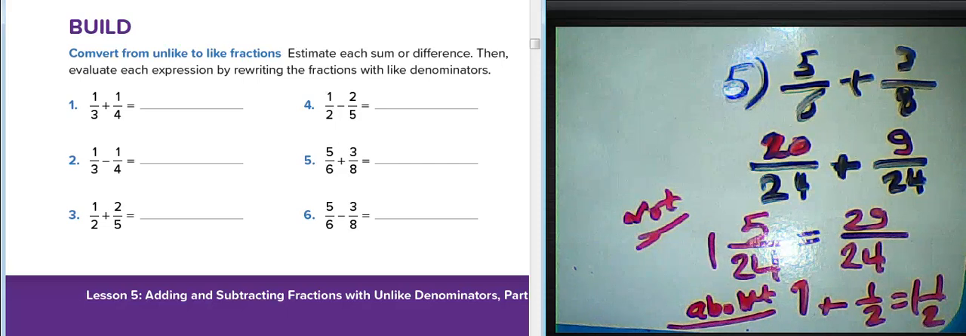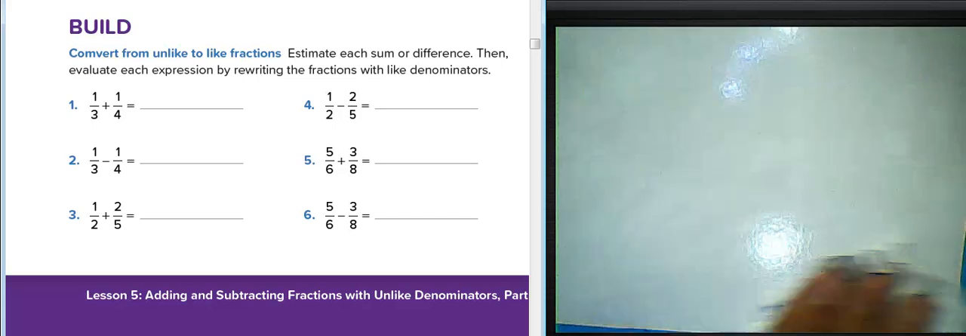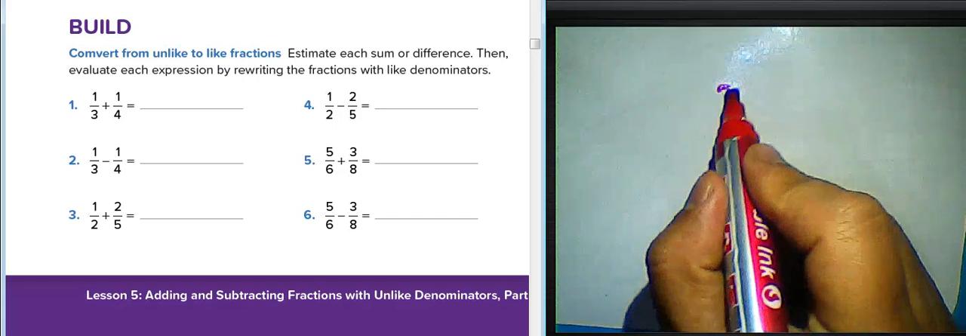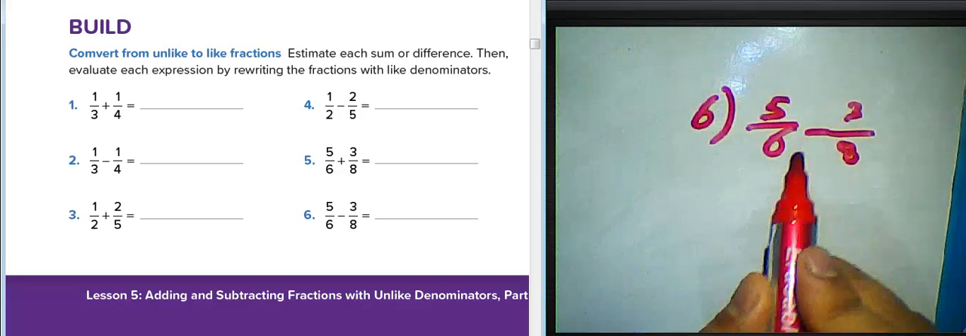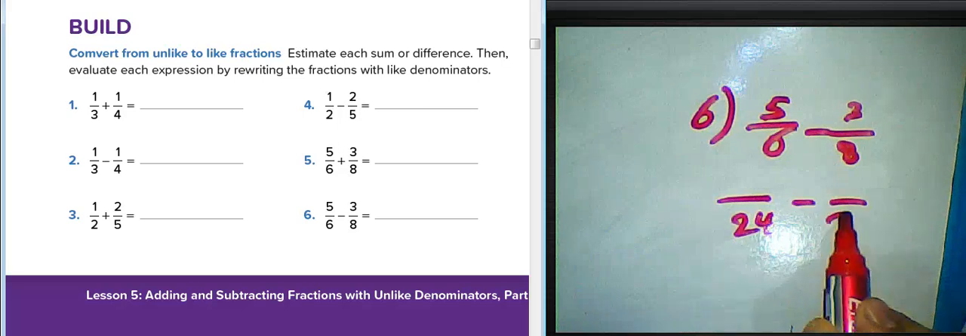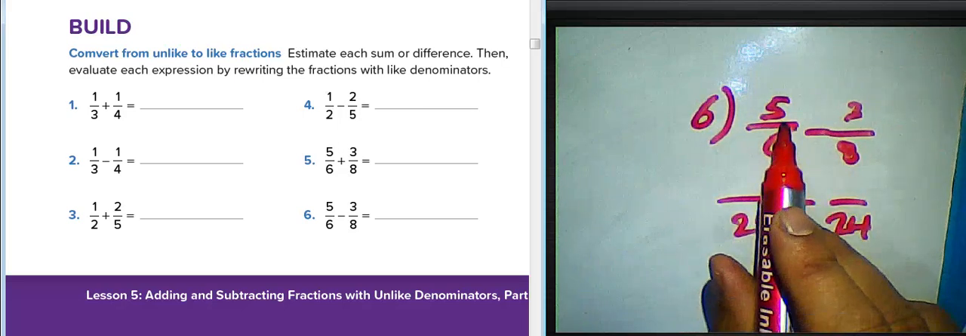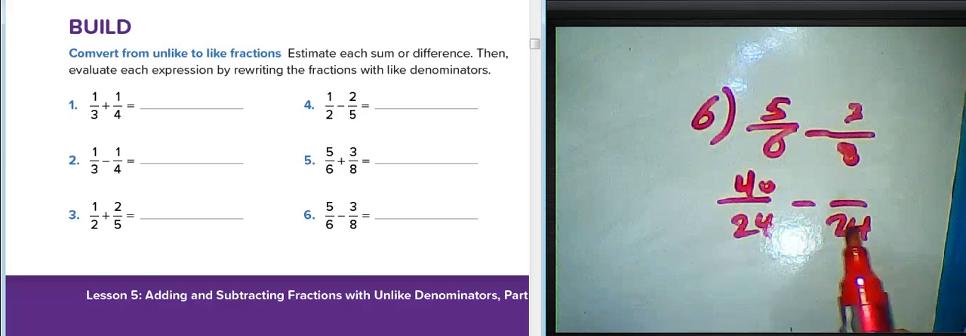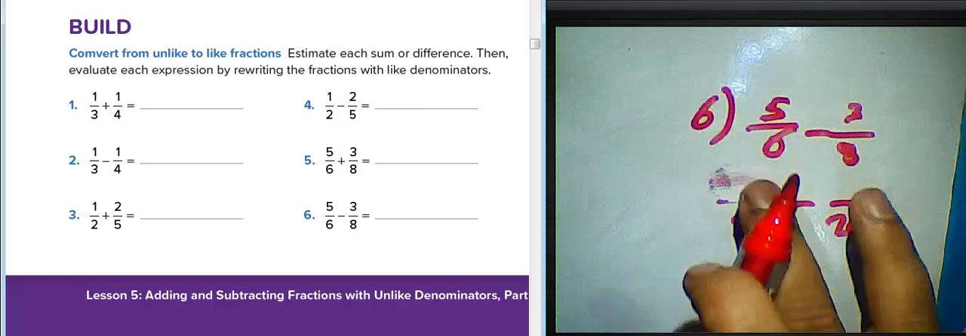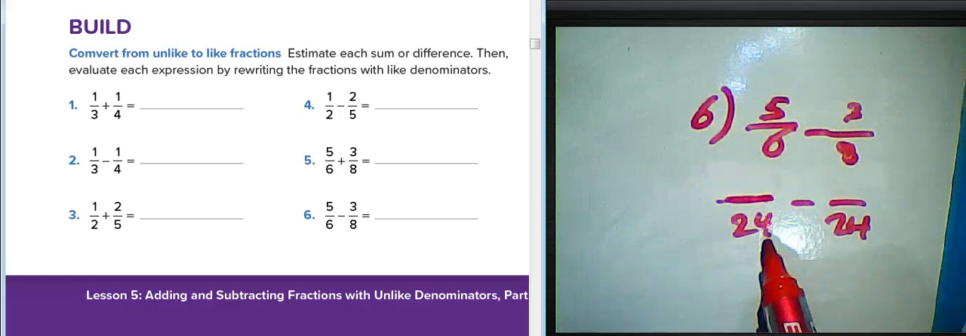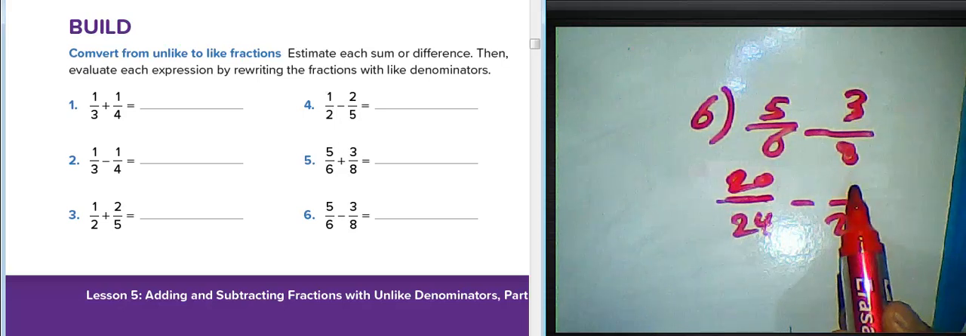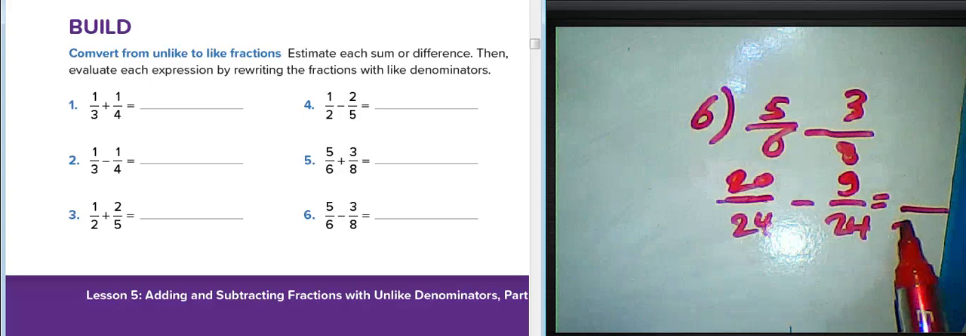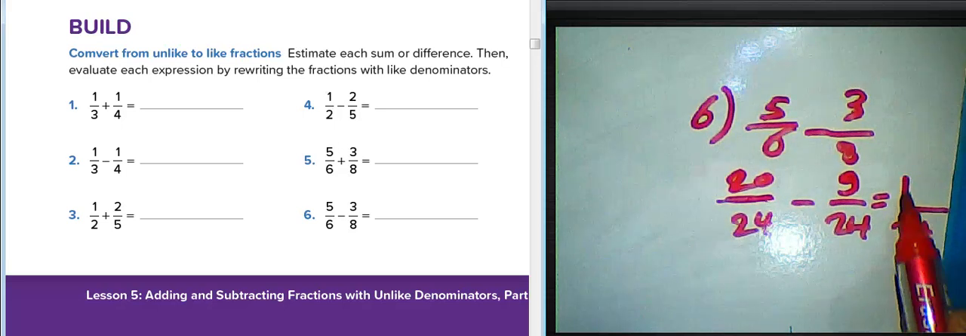Look at question number 6: 5 over 6 subtract 3 over 8. We can write 24 in the denominator again. 6 times 4 equals 24, 4 times 5 equals 20. 3 times 8 equals 24, 3 times 3 equals 9. Write 24 in the denominator. 20 minus 9 equals 11.